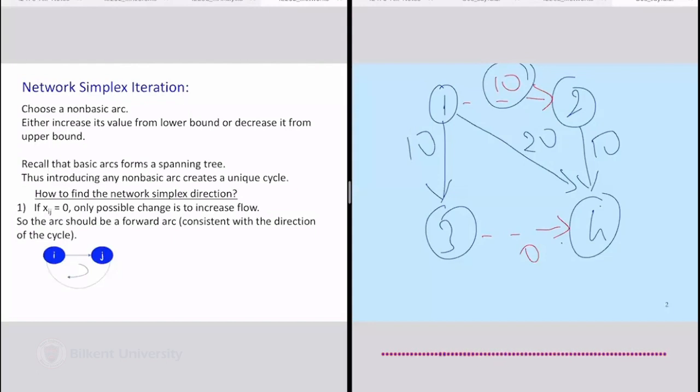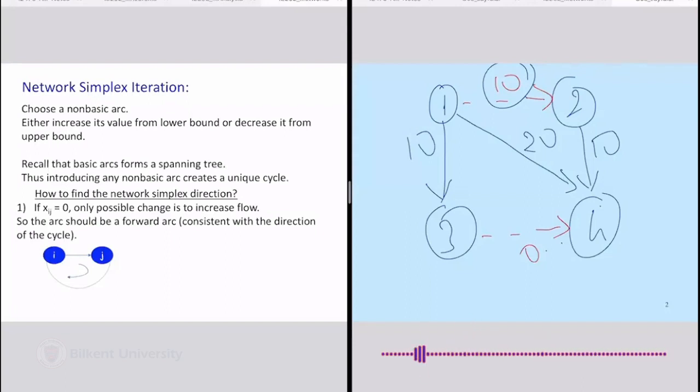First of all, in the network simplex iteration, you're supposed to check for all non-basic variables. So here I have two. I have to check these two arcs and see if it will be better for me if I change their status and put them in my spanning tree.